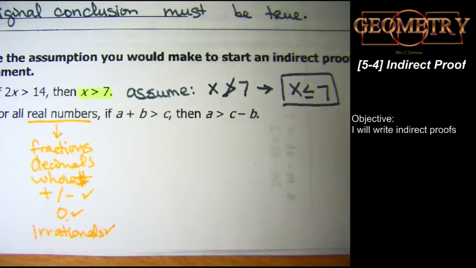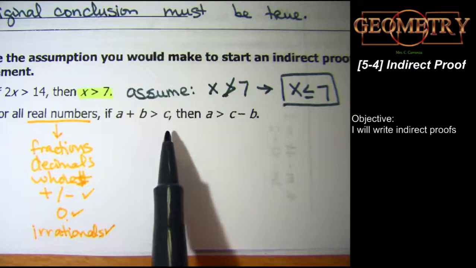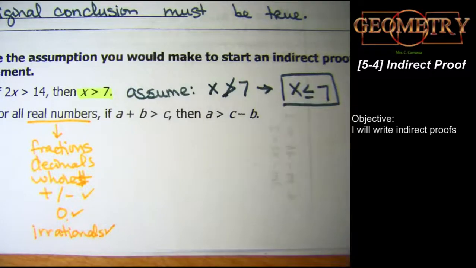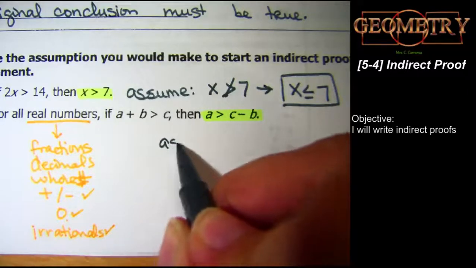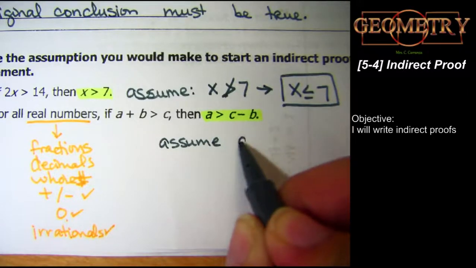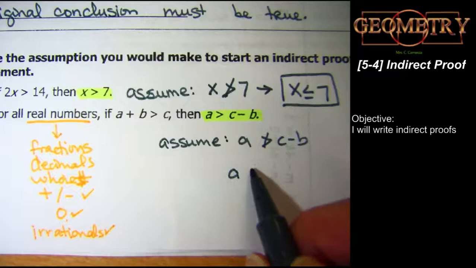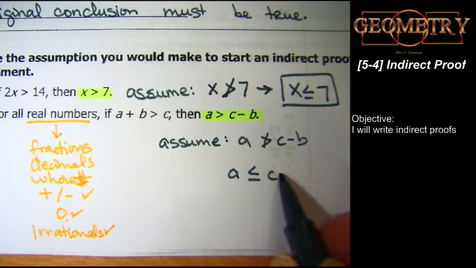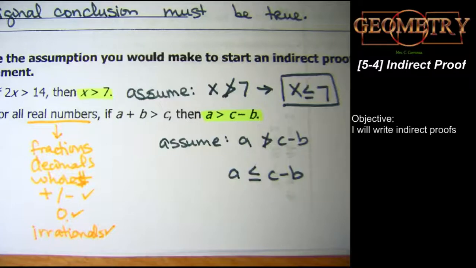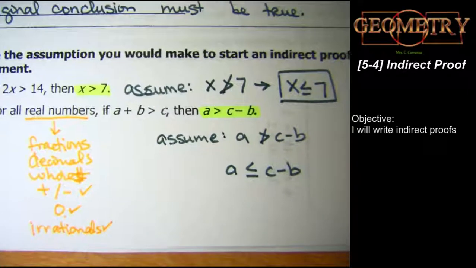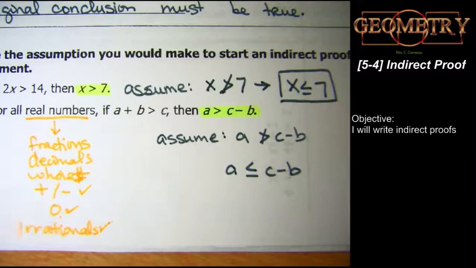Okay. So for all of these kinds of numbers, if A plus B is bigger than C, then A is bigger than C minus B. What's the conclusion? A is greater than C minus B. Beautiful. And so what are we going to assume? A is not greater than C minus B, which means we're going to write this as A is? Equal to or less than C minus B, which we more commonly say is less than or equal to. Easy peasy? Easy peasy. All right.